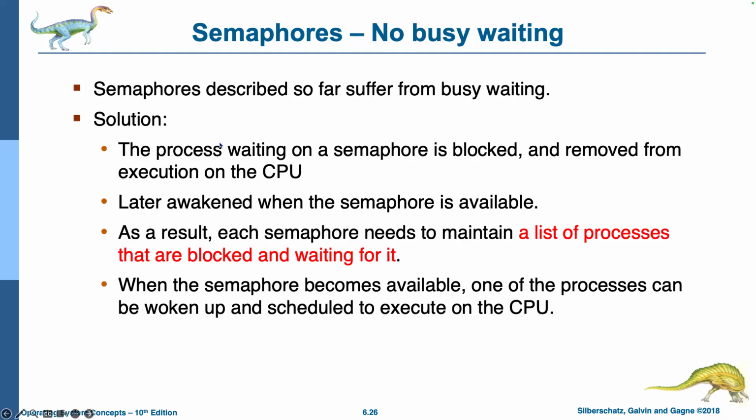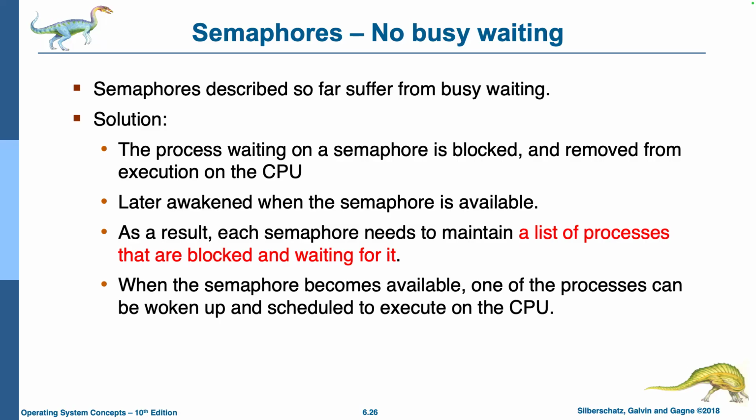So here we discuss how we can implement semaphores. If we implement this using atomic instructions, it has a busy waiting problem. To avoid busy waiting, we need to maintain a list of processes that are blocked and waiting. When the semaphore becomes available, one of the processes can be woken up and scheduled to execute on the CPU.